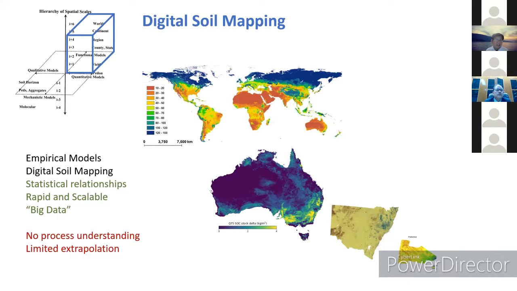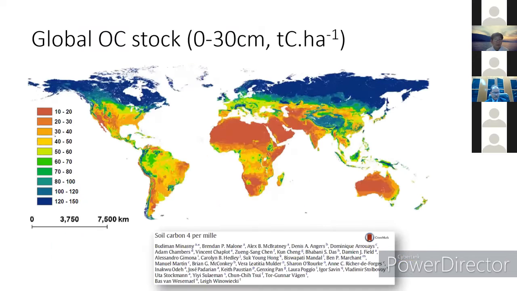But the thing is that there's no process understanding, that we don't know what's happening. We only rely on the machine learning or the statistical relationship that tells us, based on these observations, I can predict the carbon stock of the world, right? So this is just an example that we did based on thousands of observations around the world. We relate them with the climate, with the topography, with the parent material, with the satellite images, and we predict the carbon stock in the world.